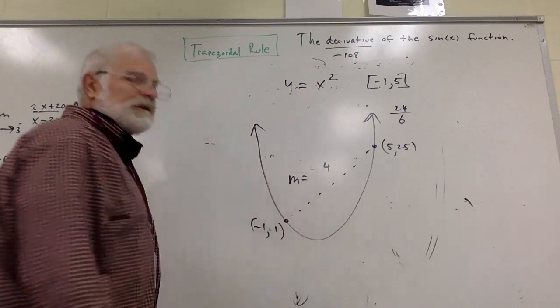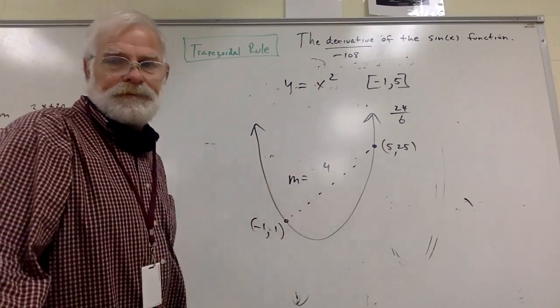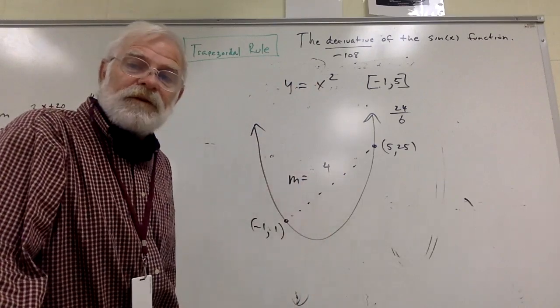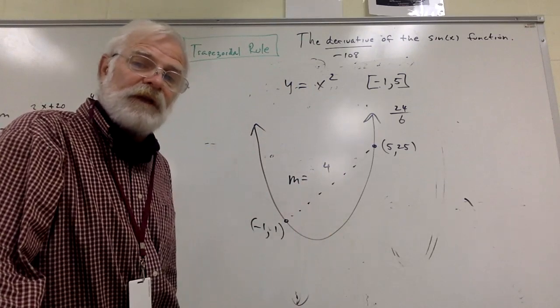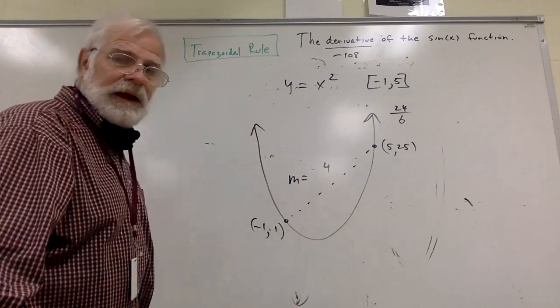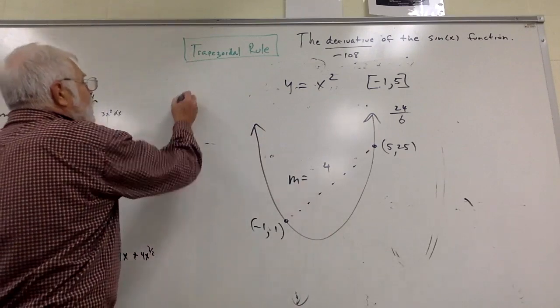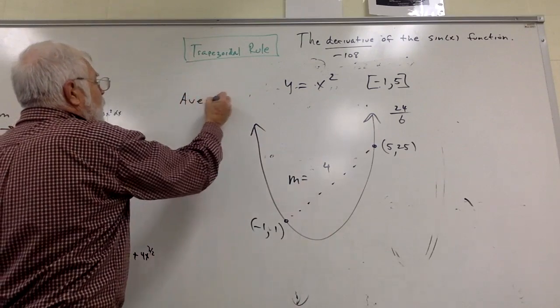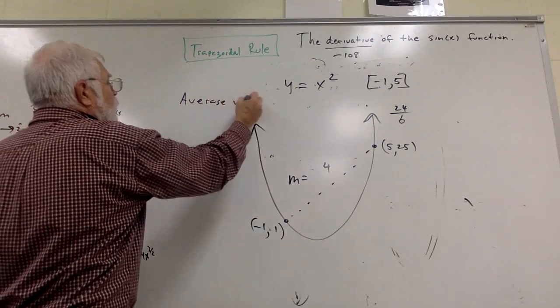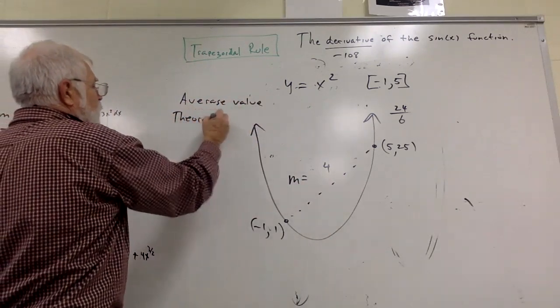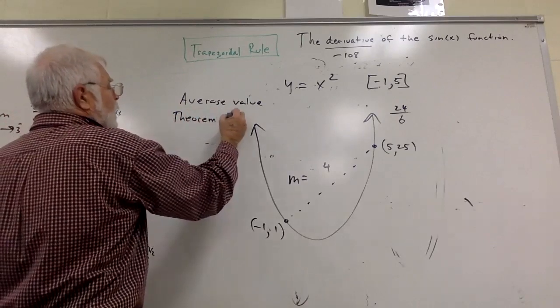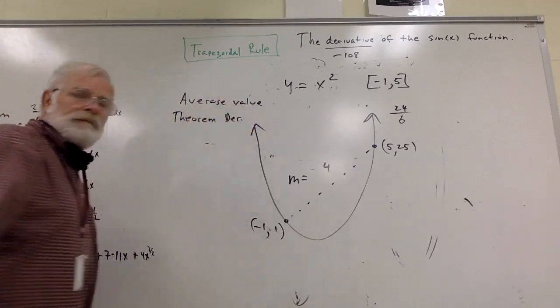Now, this is going to morph into another question. When is the average rate of change equal to an instantaneous rate of change? And that has a name in calculus. It's called the average value theorem. The average value theorem for derivatives. There's actually one for integrals. But right now, we're just looking at the one for derivatives.